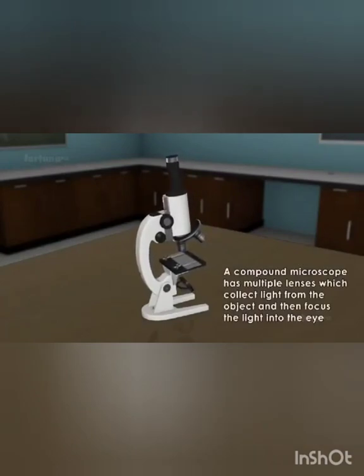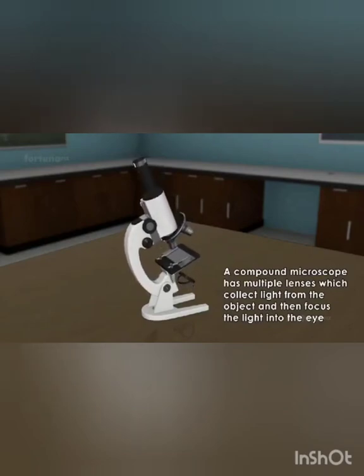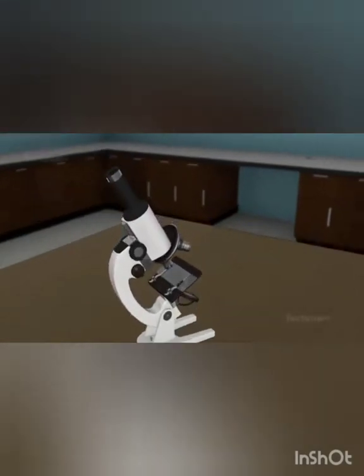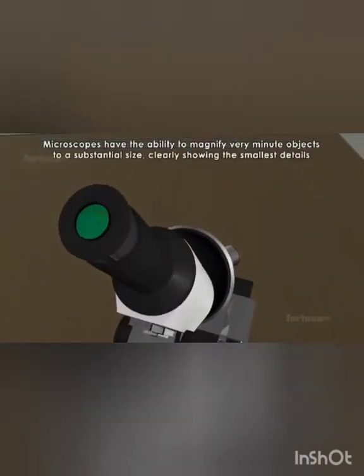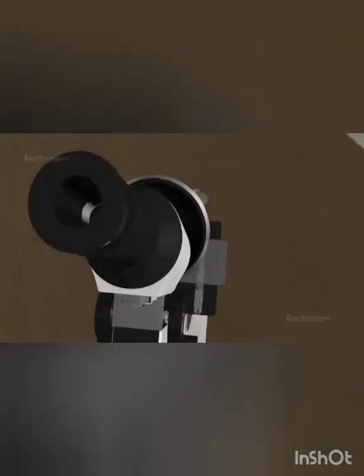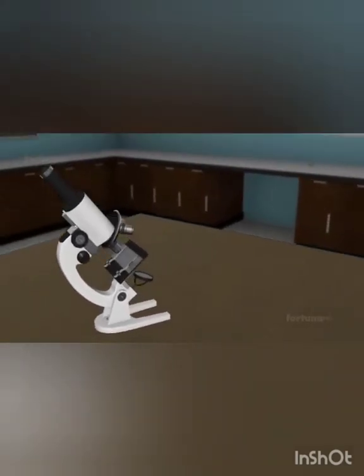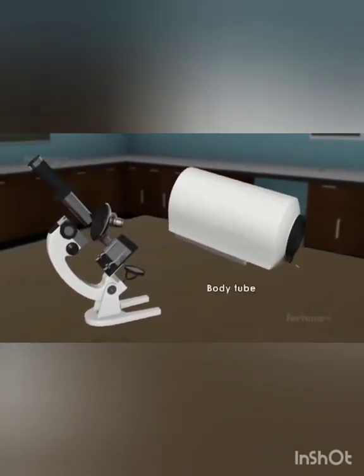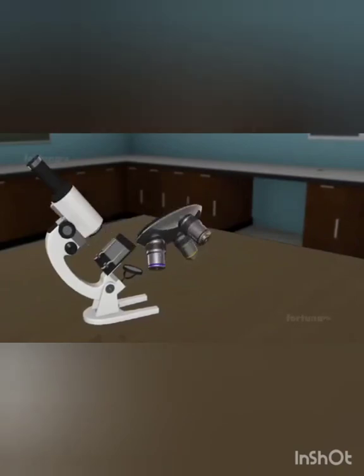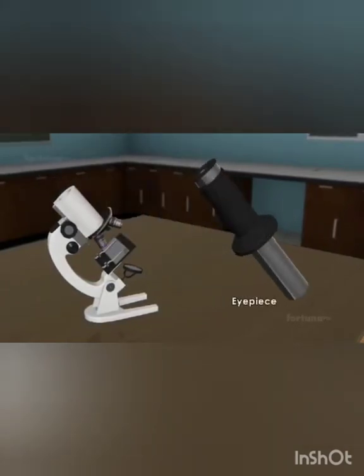A compound microscope has multiple lenses which collect light from the object and then focus the light into the eye. Microscopes have the ability to magnify very minute objects to a substantial size, clearly showing the smallest details. There are three major parts of a compound microscope: a body tube, an objective lens, and an eyepiece.